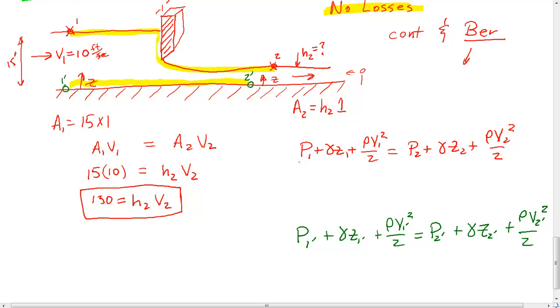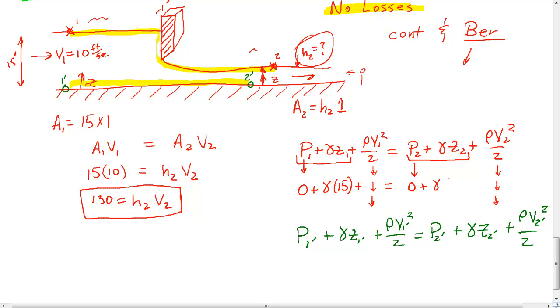So head back to the red. Let's take a look at these two terms, and we're going to just be writing this down and copying it and dealing with it later. Same thing here. Let's start working on this. Well, P1 is at the top. It's free. It's touching the atmosphere. It's 0. Now, gamma Z1 is going to be nothing more than gamma times 15. Now, plus what's copied down here. Now, let's hit P2. P2 is 0 plus what's the elevation to the top of this surface? Well, we've already determined it's gamma times H2 plus these terms that are copied down.